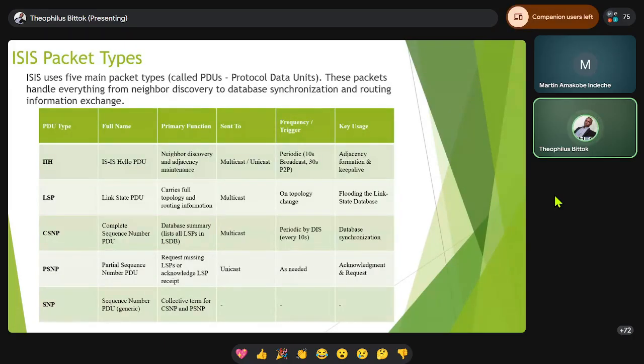And then the sequence numbers are just like, maybe this LSP has sequence number 10, sequence number 20, something like that. We are going to look at the sequence numbers when we come to the LSDB synchronization, then it will make sense.